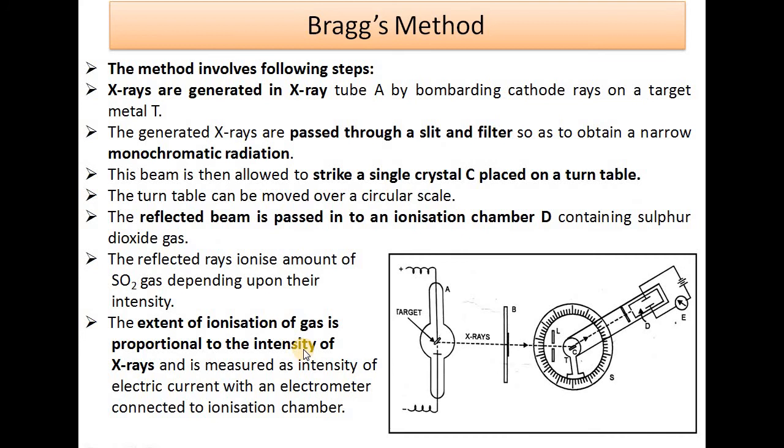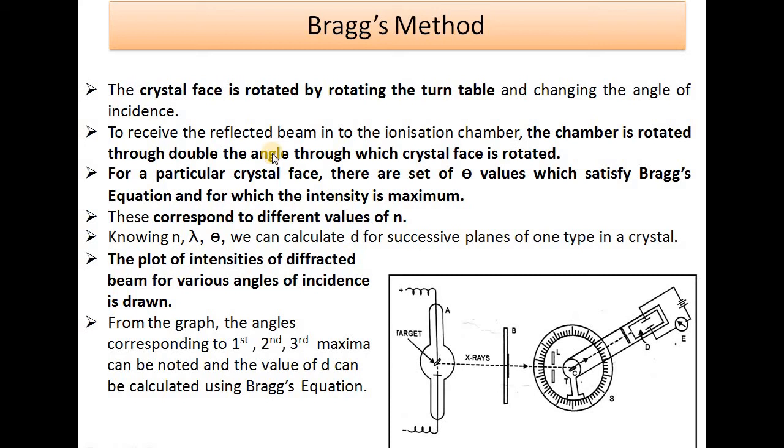Now, how is the procedure done? The crystal face is rotated by rotating this turntable T and changing the angle of incidence. To receive this reflected beam into this ionization chamber, the chamber is rotated through double the angle through which the crystal face is rotated. First, we rotate this crystal on this turntable to get the beam reflected by the plane of the crystal. And for that position, suppose the angle is theta, then we rotate this ionization chamber by an angle of 2 theta to get the reflected beam.